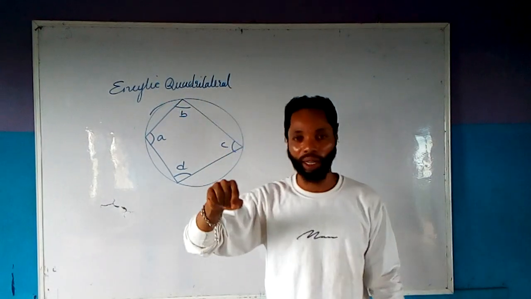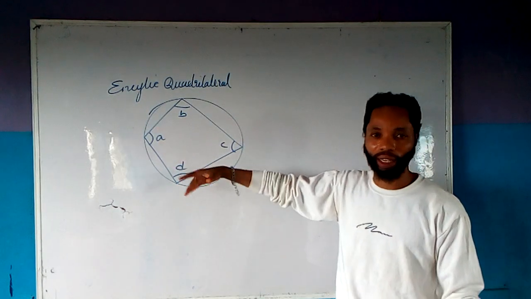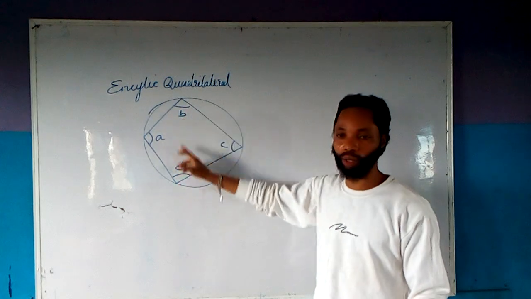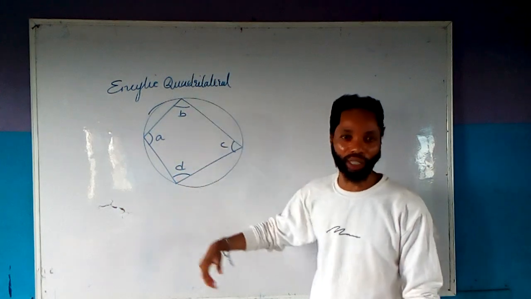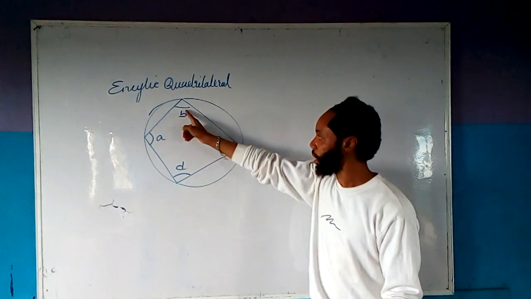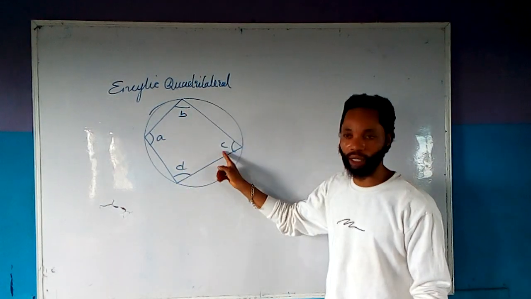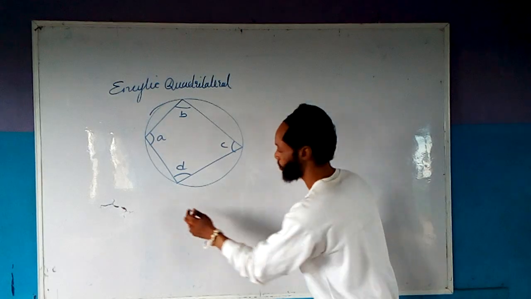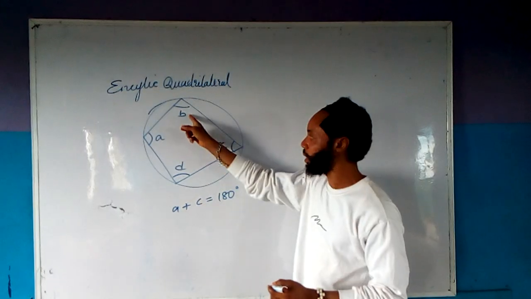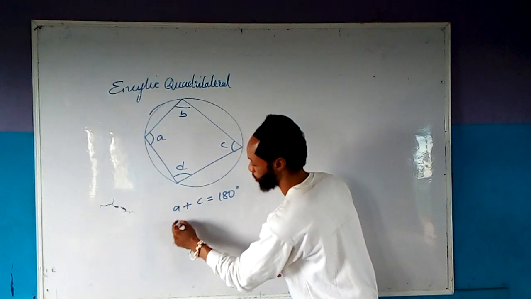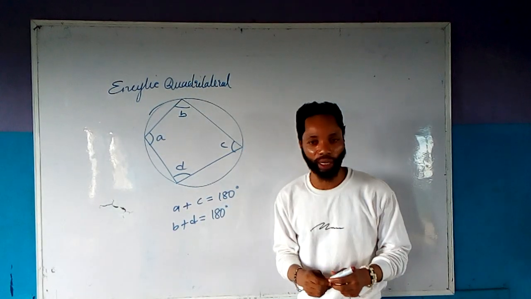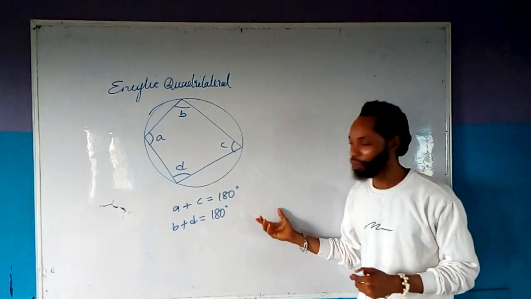A cyclic quadrilateral, it's just basic. The theory behind it says that opposite angles of a cyclic quadrilateral add up to 180 degrees. That is, A plus C gives us 180 degrees, while B plus D also gives us 180 degrees. That is what a cyclic quadrilateral talks about.